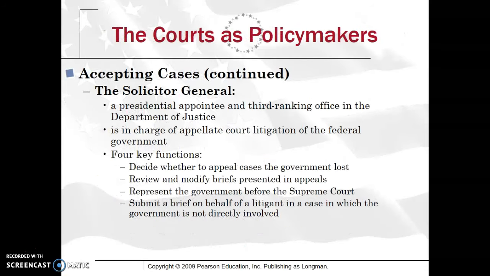Now, in terms of accepting cases, that's important with respect to the Solicitor General, who, of course, is a presidential appointee and is, interestingly enough, the third-ranking officer in the Department of Justice.